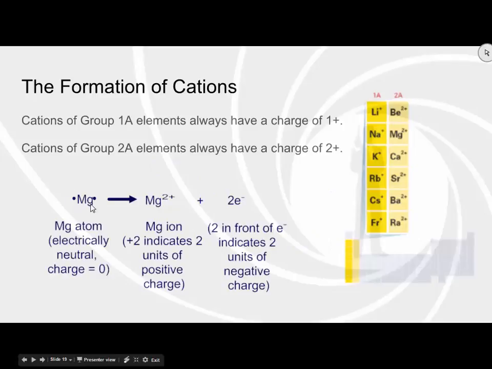Here's what it would look like. Magnesium has those 2 valence electrons. It's going to give those 2 up, become a +2, and those 2 electrons are going to go other places. So you can see the first column are always +1s, second column are always +2s.